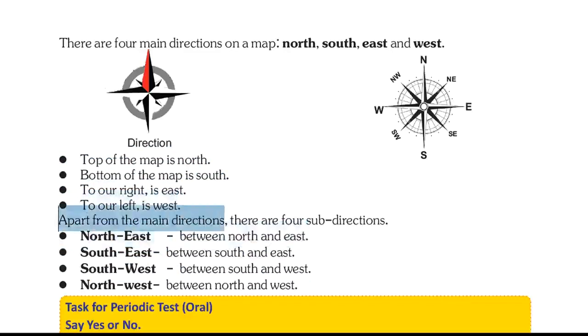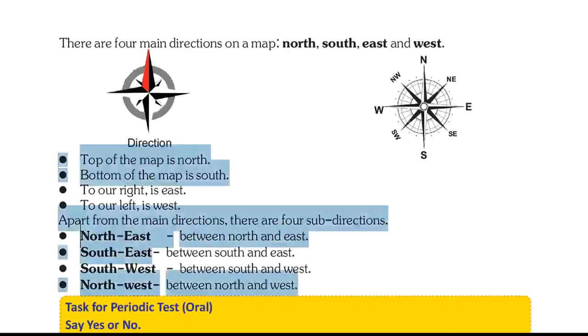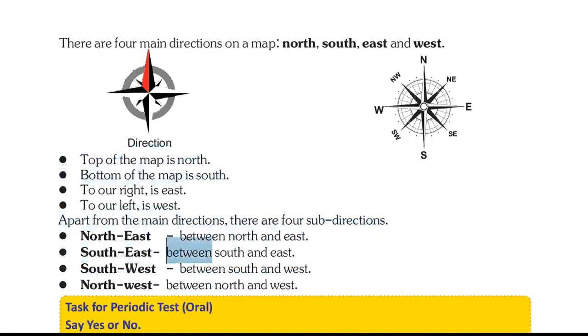Apart from the main directions, there are four sub-directions. Northeast, between north and east. Southeast, between south and east. Southwest, between south and west. Northwest, between north and west.